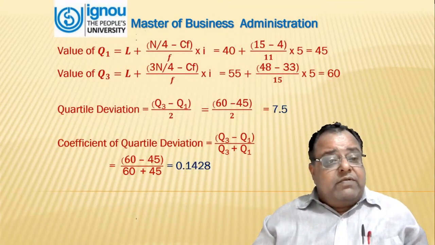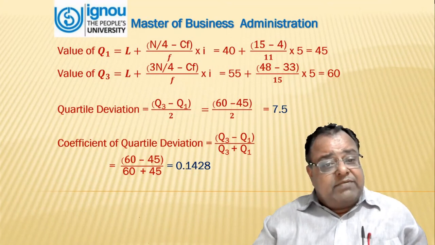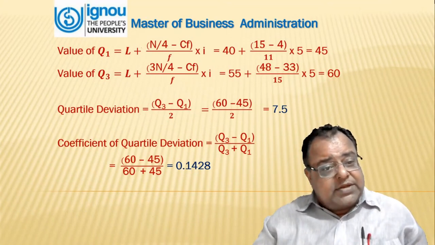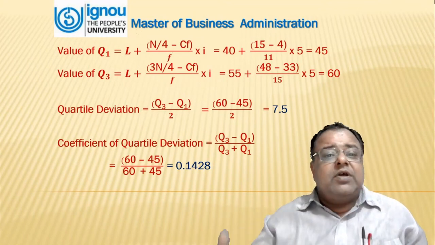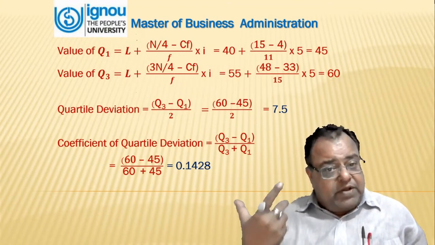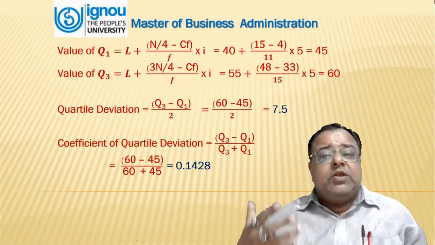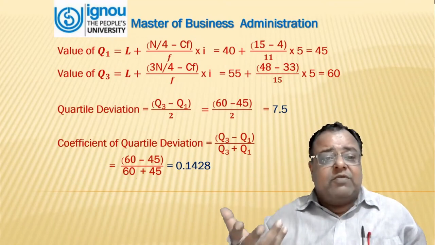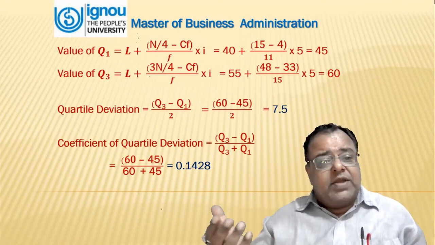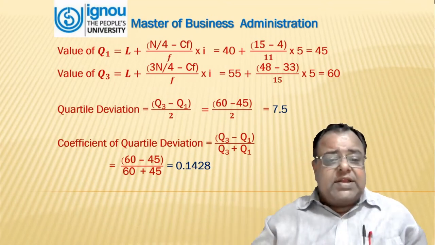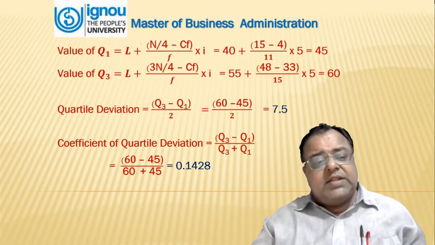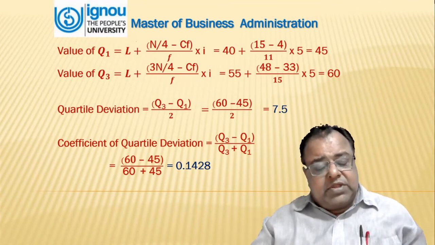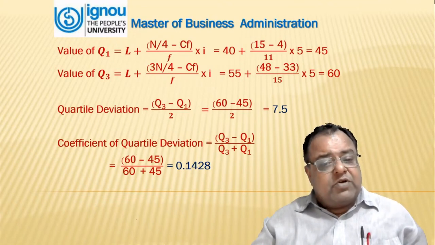We have to calculate the value of Q1. Q1 is L plus (N by 4 minus CF) upon f into h. And Q3 is L plus (3N by 4 minus CF) upon f into h. Putting in all the values of N by 4, 3N by 4 and the respective frequencies in the formulas of Q1 and Q3, you will get the values of Q1 and Q3. Here Q1 is 45, Q3 is 60. Quartile deviation is Q3 minus Q1 by 2. We get quartile deviation as 7.5. And we have to calculate the coefficient of quartile deviation, that is Q3 minus Q1 upon Q3 plus Q1. That comes out to be 0.1428.